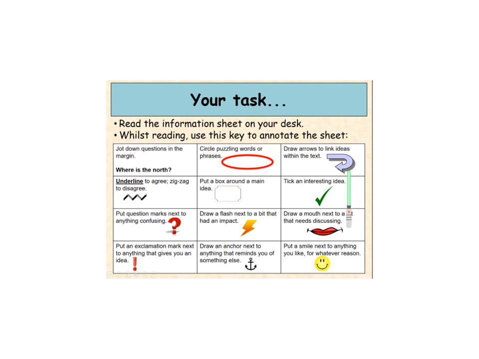If you notice any bits in the text that link together, you can draw some arrows to link things together. Underline any points you agree with. You can zigzag if there's an opinion that you don't agree with. Put a box around anything that shows a main idea. Put a tick next to anything you find interesting. Question mark next to anything you find confusing. Put a flash, like a piece of lightning, next to anything that you think has an impact. Draw a mouth next to anything you want to discuss with me. An exclamation mark next to anything that gives you an idea. An anchor next to anything that reminds you of something else. Or a smile next to anything you like for whatever reason.